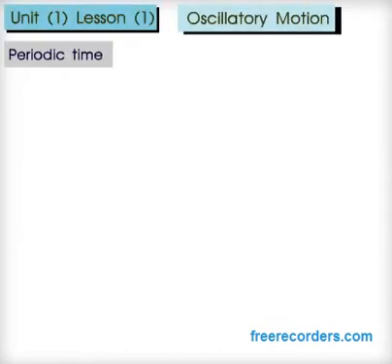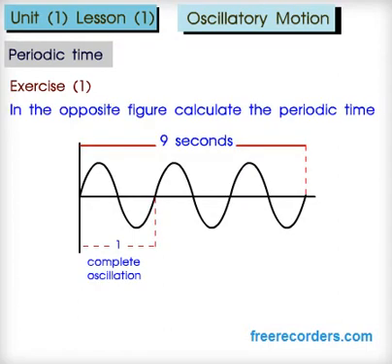Periodic time. Periodic time, which is represented by T, is the time needed by an oscillating body to make complete oscillation. Periodic time T equals time, seconds, over number of complete oscillations.